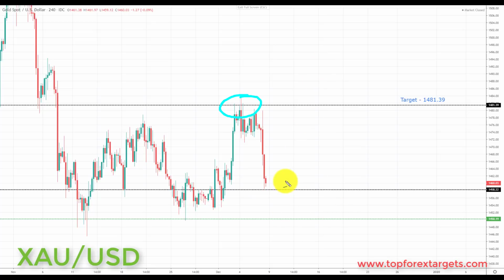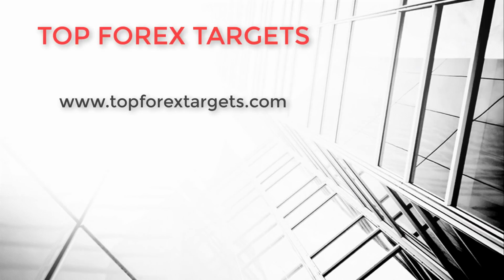And what we'd like to focus on next week is if we can come down and test the range bottom here at the 1458.22. This is going to be a great area to start to look for those reversals to the upside in gold. And we'll be looking at initiating longs back up to the key area of resistance to the upside in the top of the range at the 1481.39.